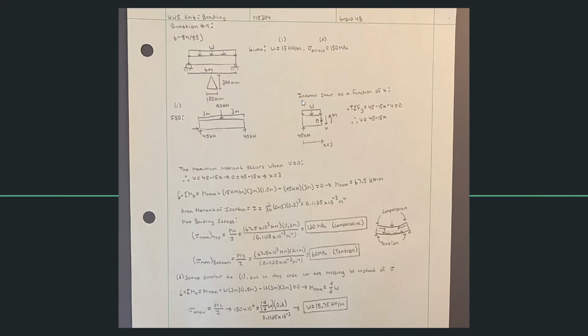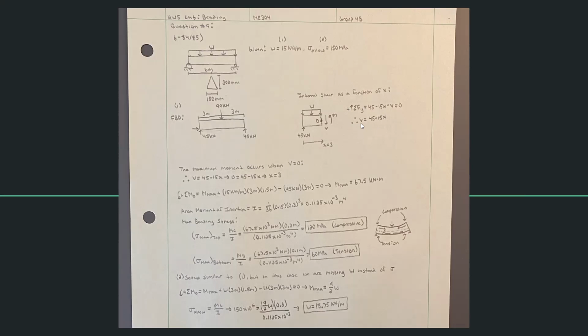To go further, we set up an internal shear as a function of X. So we split it, leading up to that first 3 meter point. We're going to have our weight distributed as X approaches 3. We have our 45 kilonewton force, and then we're going to have some internal shear and some internal moment. It's easy to find the internal shear because you can just do the sum of forces in the Y direction. We'll have our 45 kilonewtons reaction going up, a negative 15 times X, which is whatever distance here, that's our weight force going down, and then some shear force going down as well.